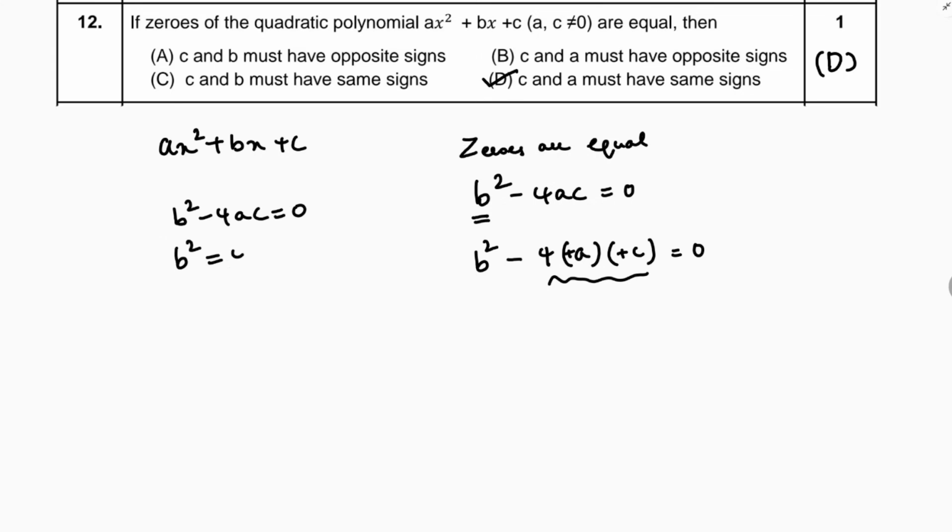In another way you can explain: b square minus 4ac equals 0, so b square equals 4ac, so ac equals b square by 4. See, b square is positive and 4 is already positive, so definitely this answer is positive. Either both should be positive or both should be negative, because minus into minus is plus. So c and a must have the same sign.